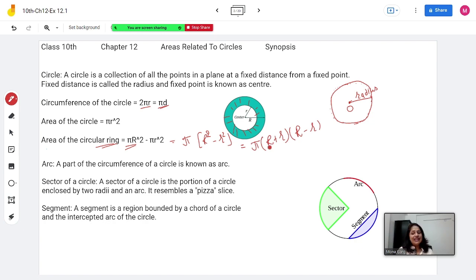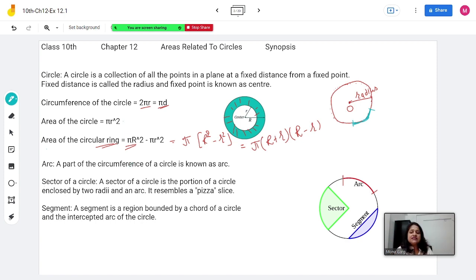Next, arc. What is an arc? Arc is the part of the circumference of the circle. Now, say this is a circle and this one, look, this red one. So this is the arc. Any portion of the circle that we are discussing, say this one, we can take any length of this according to our question. So this is the length of the arc. Arc means part of the circle, part of the circumference.